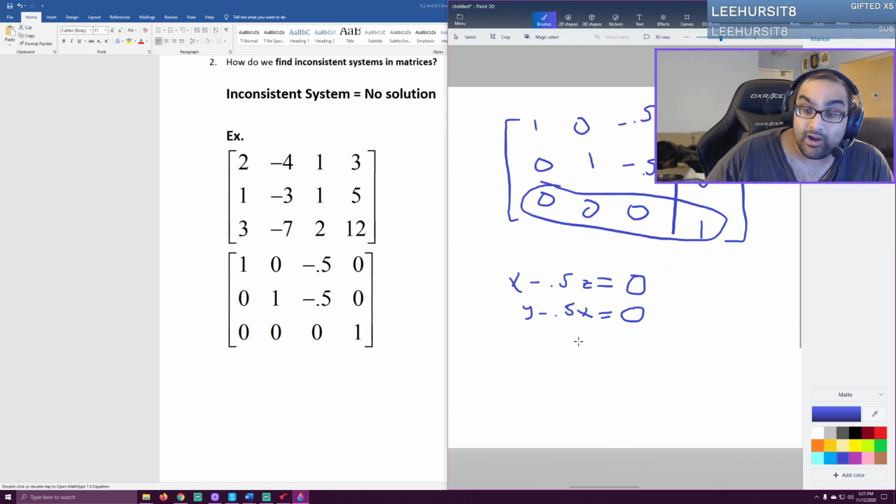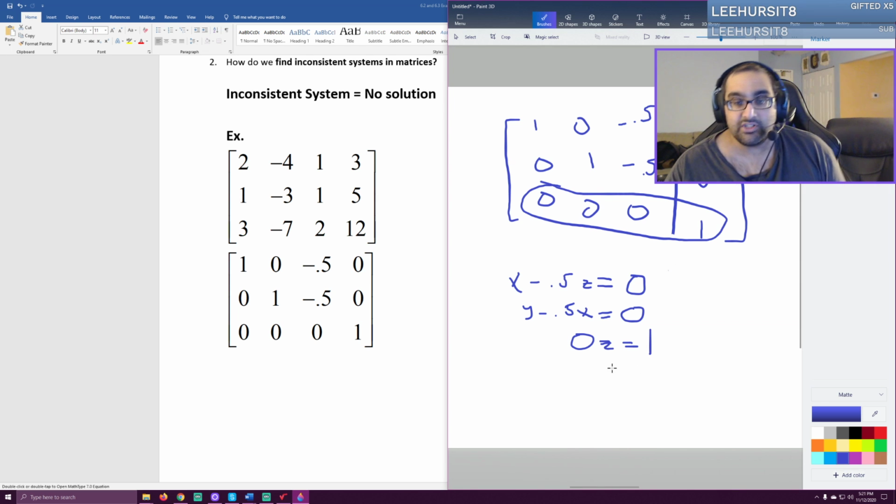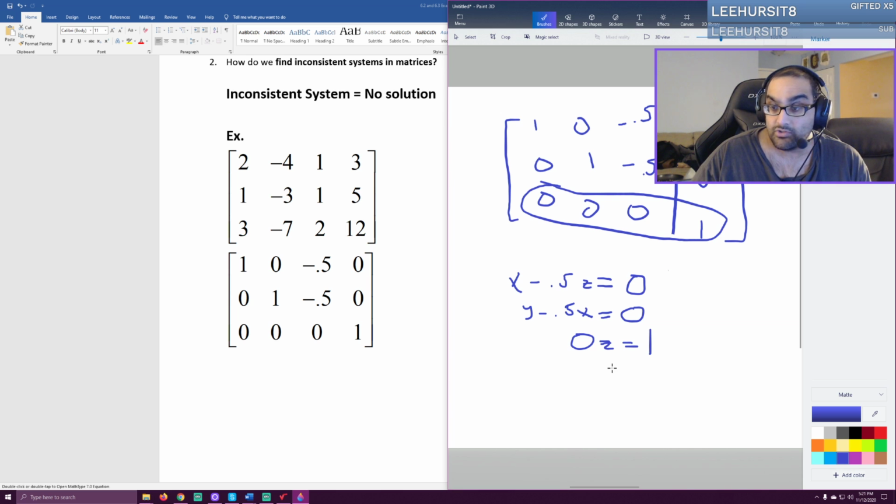Now, if you remember how it worked in the last chapter, we said if we got to a situation that looks like this, 0z is equal to 1. If we had 0y or 0x equal to a number that's not 0, guess what? You get no solution, right? Because 0 times any number is 0. So how could it ever equal 1 no matter what z we choose? It's always going to equal 0 at the end of the day.